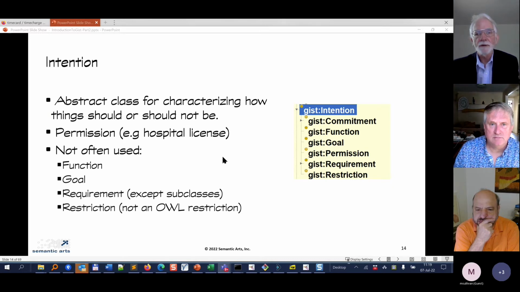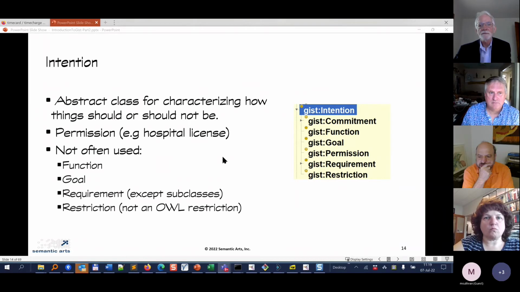So that's kind of a broad understanding. Intention is really not a kind of thing per se that you can model. It's more a grouping class. Most of the classes in GIST are subclasses, and they have a meaning in and of themselves. This is more of a grouping class, things that are quite similar to each other.